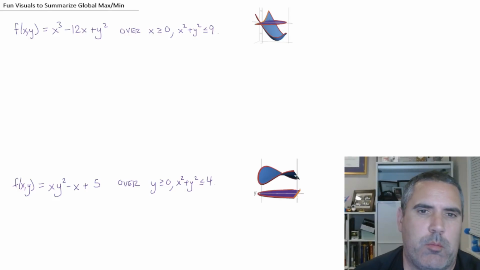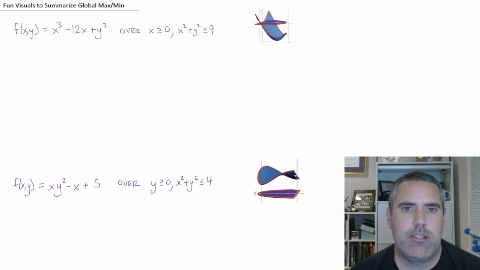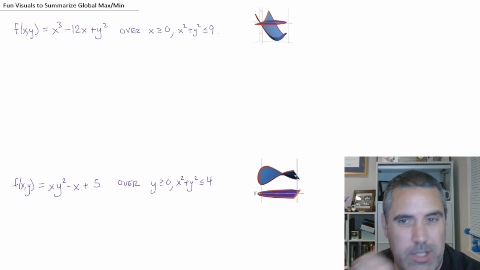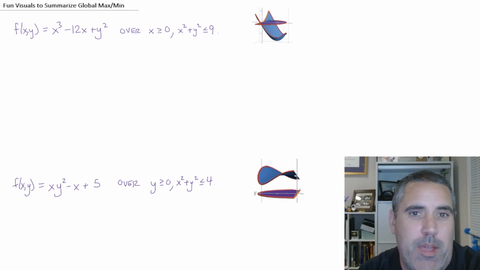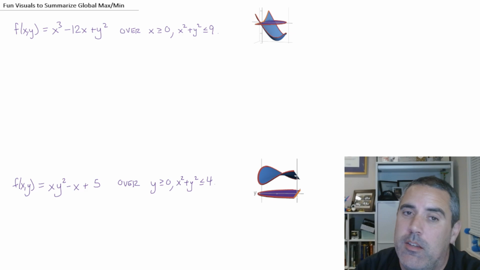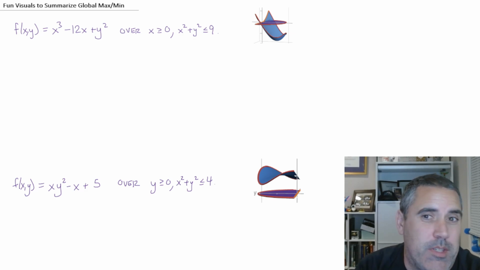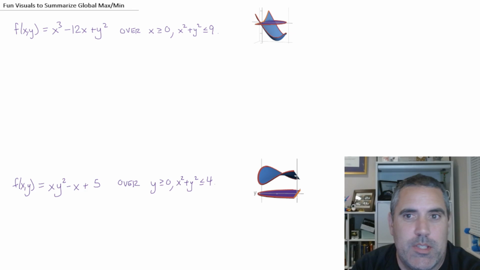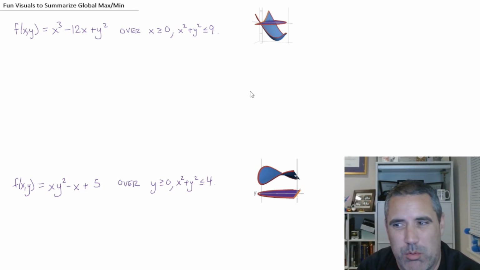Hey there, math fans. Going to talk about global max and min. These are questions in 3D calculus where we're trying to find the maximum and minimum of a surface over a given region. Students for years have told me they don't care for these questions very much because there are a lot of steps and it seems kind of daunting. I think they're pretty darn interesting, and I think they help you understand surfaces better.